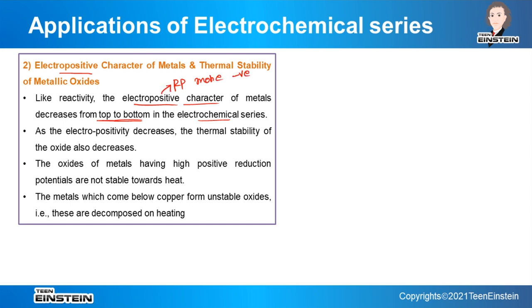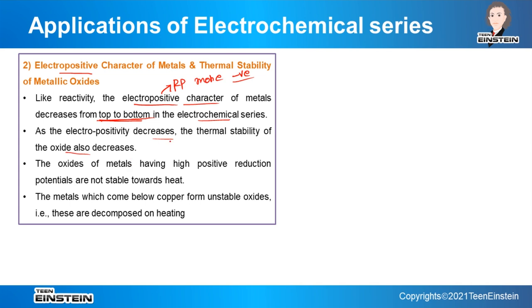So the more negative the reduction potential, the higher will be the electropositive character. So it is better you remember it in this way, rather than top to bottom or bottom to top, that in which case the reduction potential is more negative, that means it is more electropositive. As the electropositivity decreases, the thermal stability of their oxides also decreases.